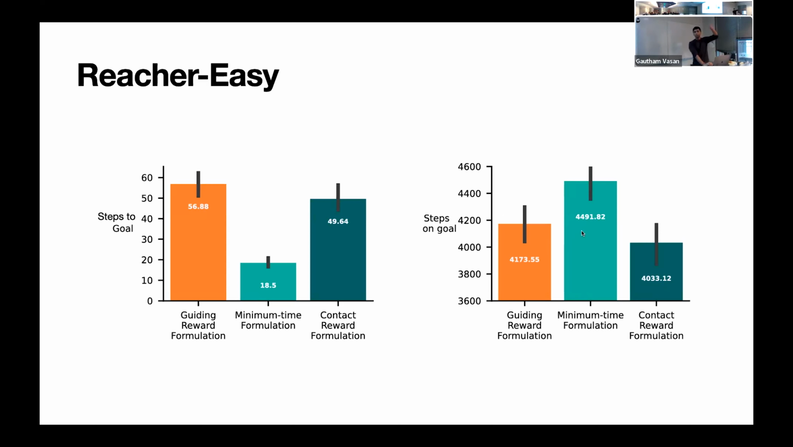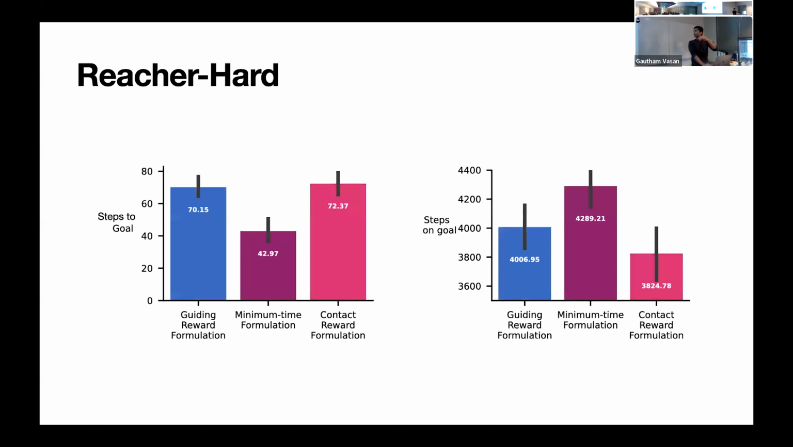So even though when you render the policies and look at all of them, it seems like they all reach the goal in some form, one is strictly superior to the other. If we compare the same metric again with reach or hard, you have similar results, though the boundaries close a little bit. The minimum time formulation is still faster, and it stays on the goal for longer.